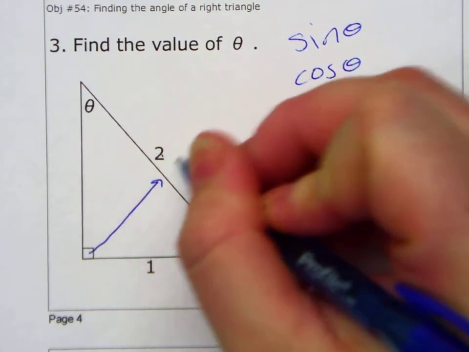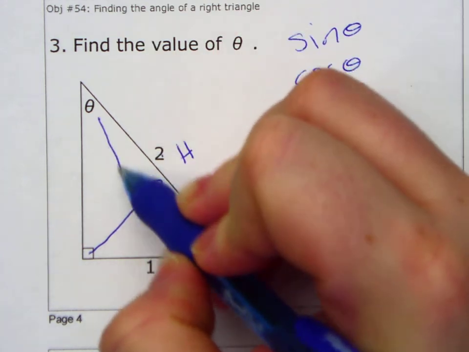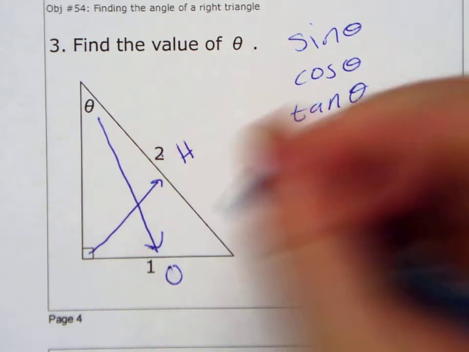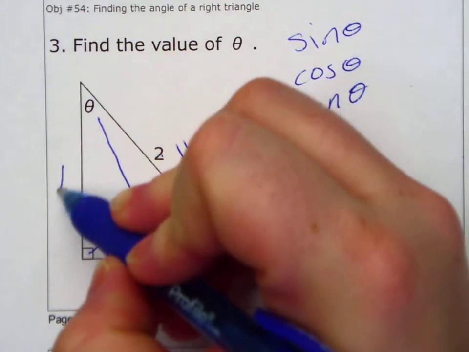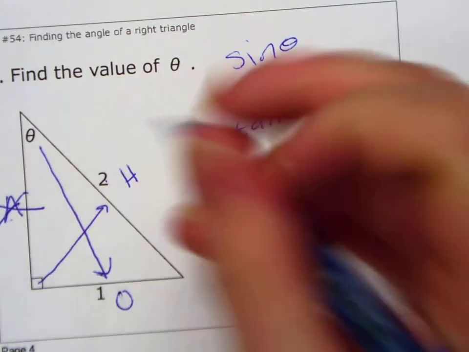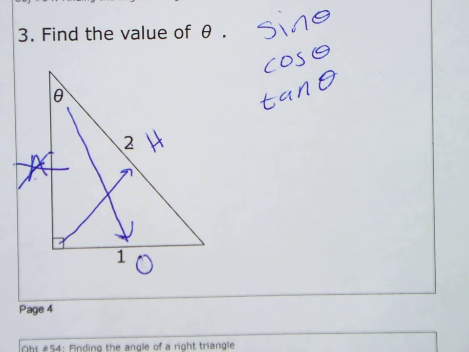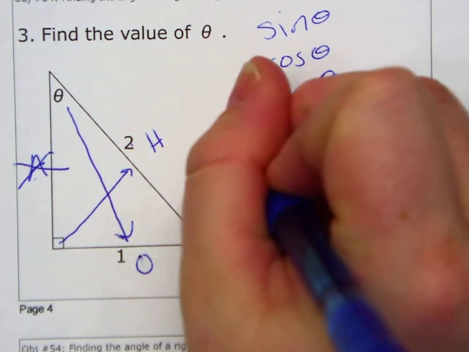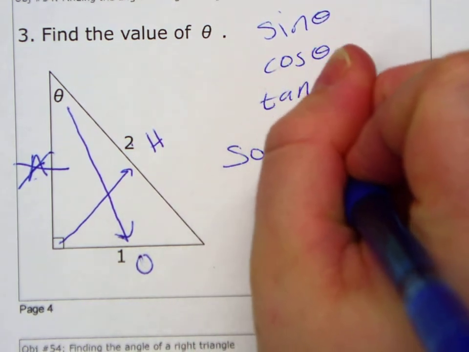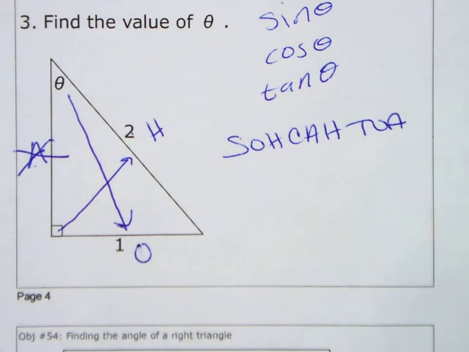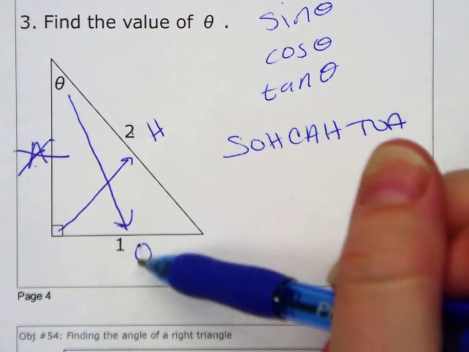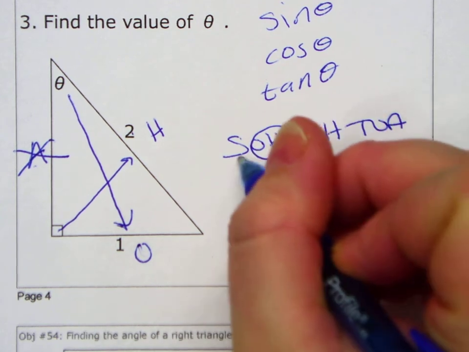Across from the right angle is my hypotenuse. Across from my angle is my opposite. I don't have the adjacent, right? I don't have that number. So which two trig ratios involve O and H, right? SOHCAHTOA. Which one involves O and H? It's right there. We're going to use sine.